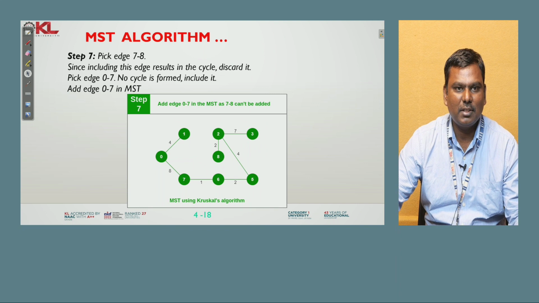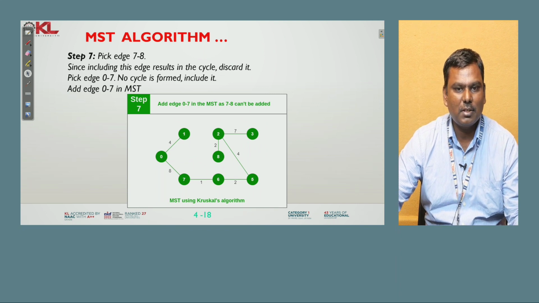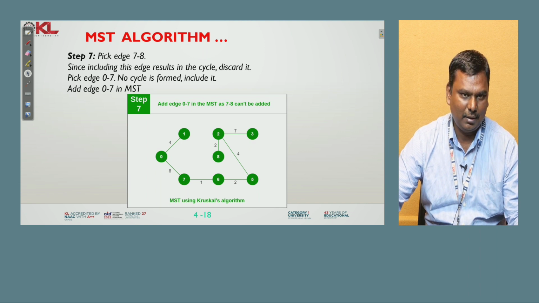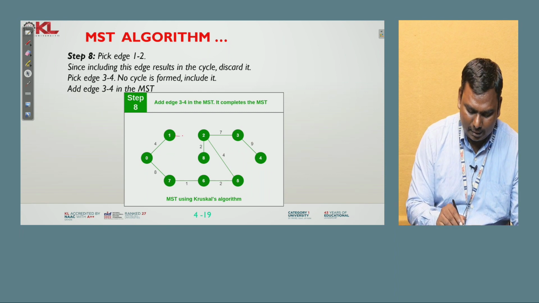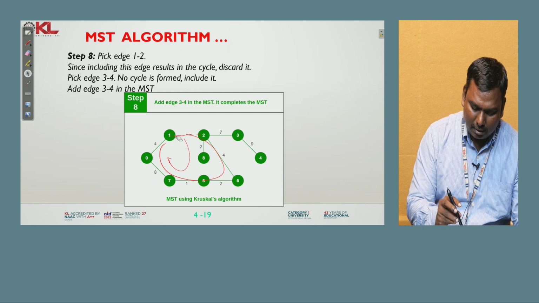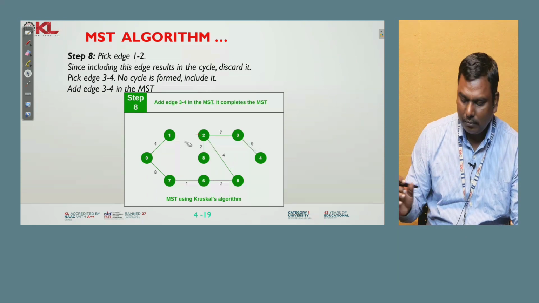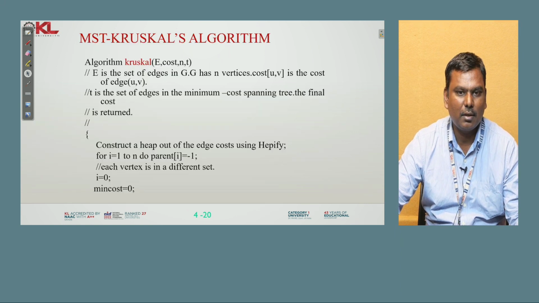So again pick 7 to 8. When we connect 7 to 8, it forms a cycle, so it is discarded. Again 1 to 2: when we use 1 to 2, it is connected into a cycle. That's why it does not form the connection. So 1 to 2, because it is a cycle, we discard the link.